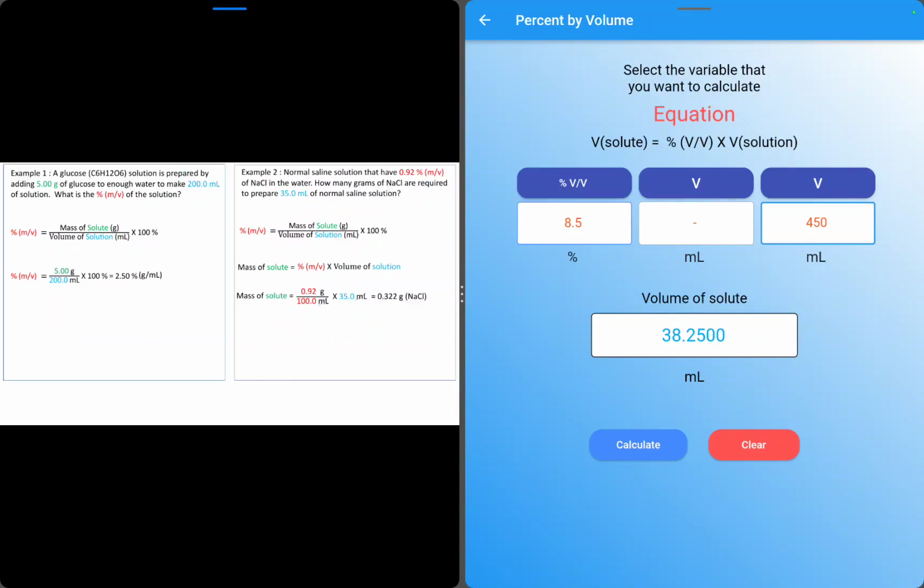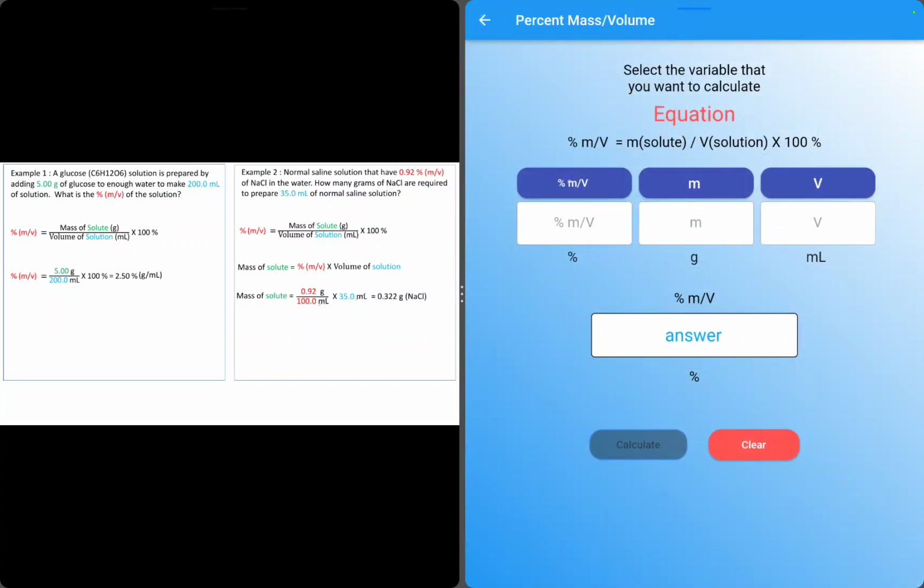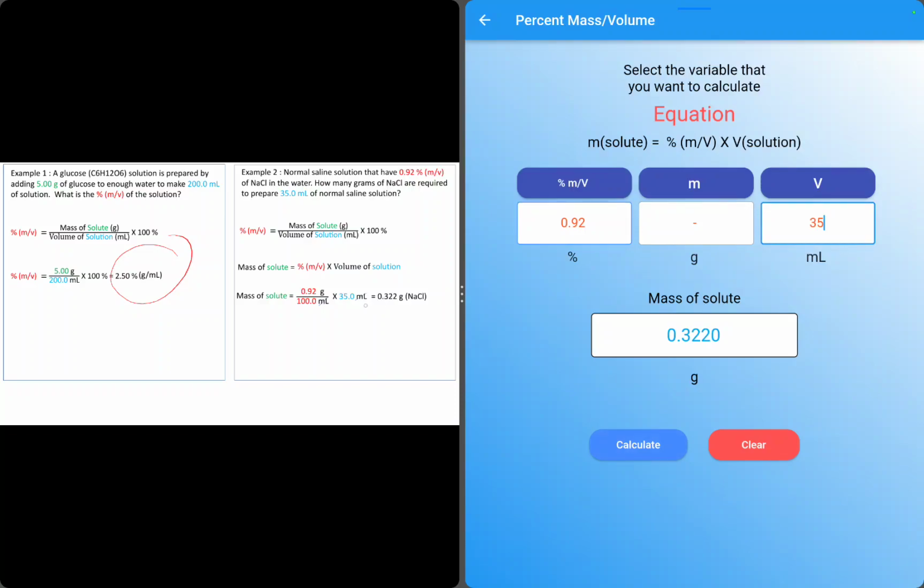Now the last law is mass over volume percent. So in the first question we want to find the mass over volume percent. Here we have 5, and 200 milliliters volume of solution. So it will be 2.5% gram per milliliter. The second is we want to find the mass of NaCl or solute. So we have here 0.92%, and the volume of solution is 35. So the answer will be 0.3220 gram.